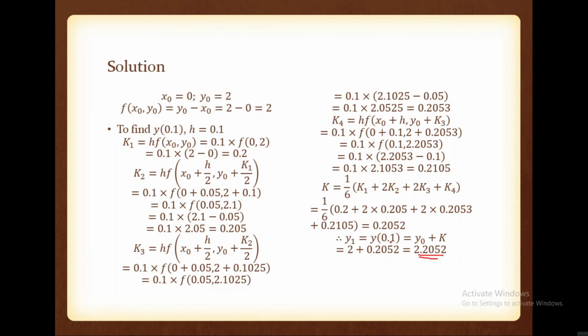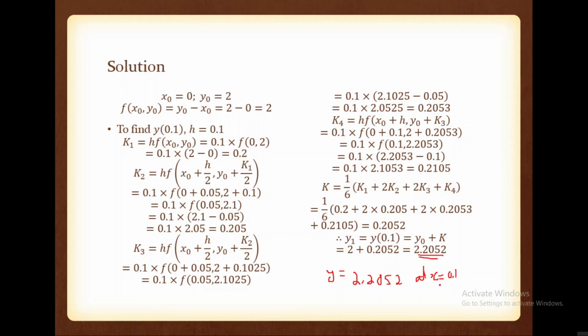And the interesting thing is we are asked to find this. So this is the final answer of that first part: y of 0.1 is equal to 2.2052. So y is equal to 2.2052 at x equal to 0.1. Now we are asked to find one more thing, y of 0.2.